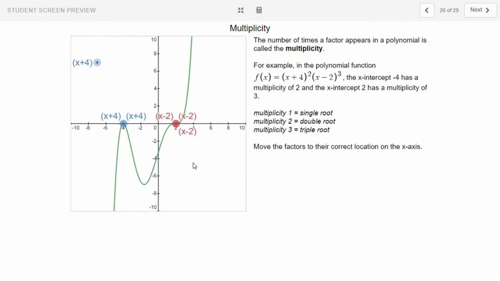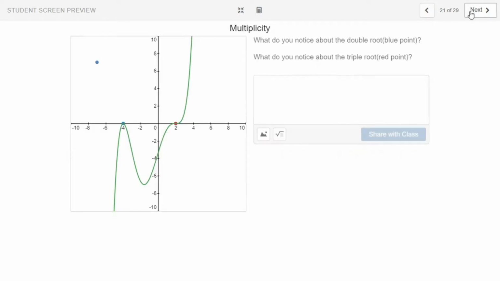The triple root looks like a cubic function to me. So double roots look like a quadratic. They just touch the x-axis and bounce off of it. They don't cross, they just touch. And then triple roots do this curvy, I think it looks like a paper clip if you unfold it, but you could also say it looks like a cubic function. So I want you guys to describe on the next slide what you notice about what the double root looks like, the blue point, and what the triple root looks like. So pause this video so you can describe what it looks like on this Desmos, slide 21.